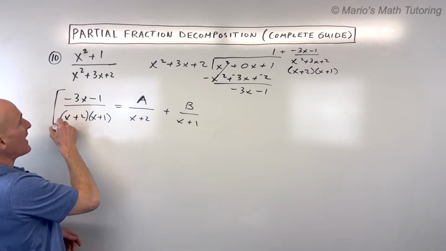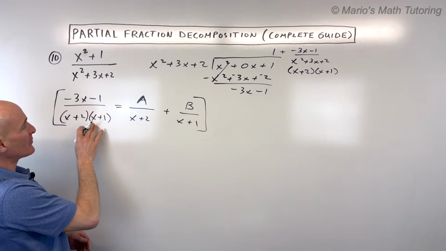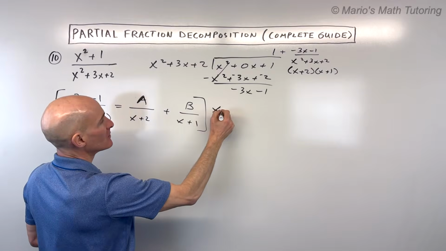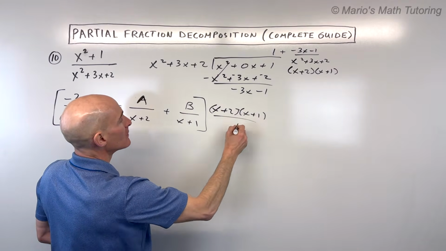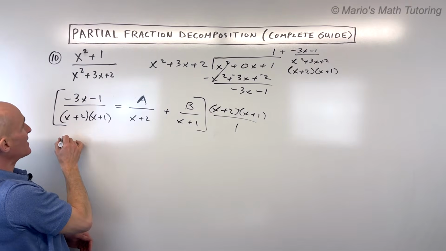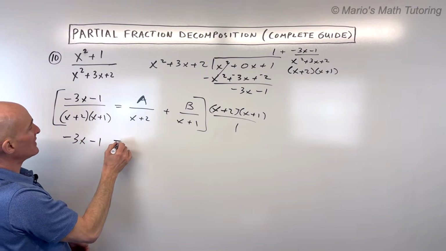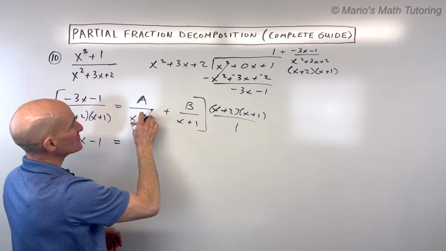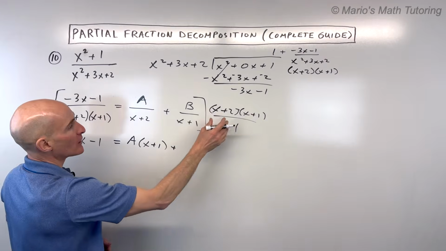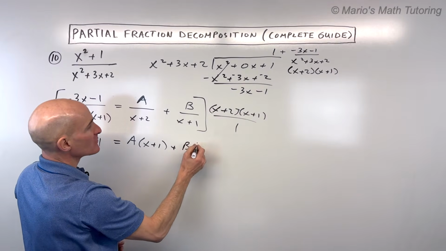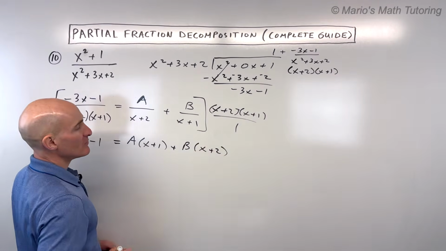Now we're going to clear the denominators by multiplying through by our common denominator. That's the x plus 2, x plus 1. When I distribute it to here, that's going to cancel numerator and denominator, leaving us with -3x minus 1. When I distribute to here, the x plus 2's cancel, leaving us with a times x plus 1. When we distribute to here, the x plus 1's cancel, leaving us with b times x plus 2.